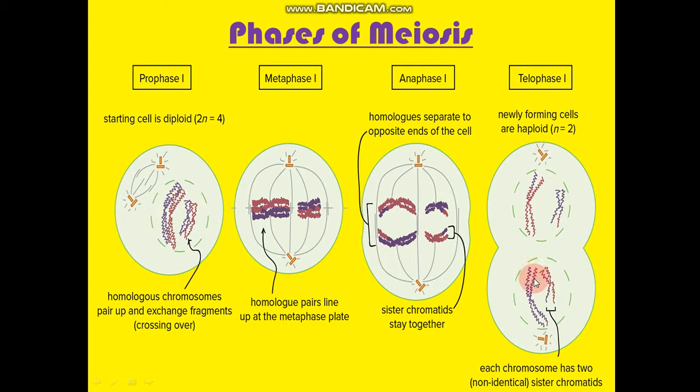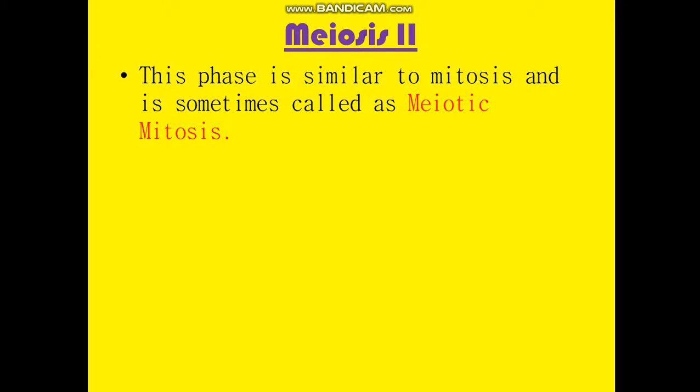You can see here the pink stretch has been exchanged with the purple stretch. So the homologous chromosomes have exchanged genetic material in the crossing over. So they are non-identical sister chromatids. They move to the opposite poles and give rise to two cells. After telophase 1, cytokinesis takes place and gives rise to two cells at the end of meiosis 1. Now after meiosis 1, meiosis 2 will take place.